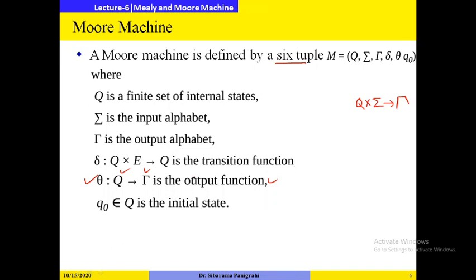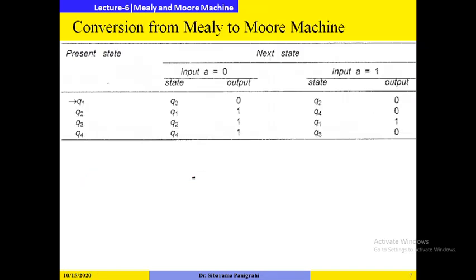Now let us go through how we can convert a Mealy machine to an equivalent Moore machine. Here I have drawn a transition table, which represents a Mealy machine. You can clearly see that here the output depends on the present state as well as the current input. But in a Moore machine, the output is only dependent on the present state. It doesn't depend on the current input. While converting a Mealy machine into its equivalent Moore machine, first we will check what the outputs associated with the next state are.